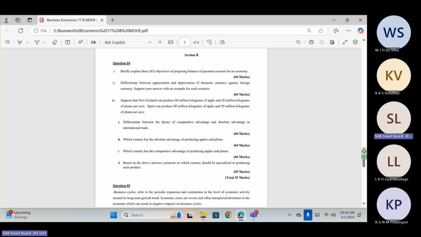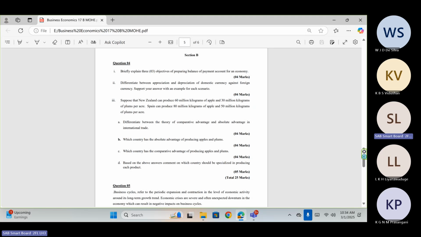When the exchange rates are increasing, what happens? Exchange rate increasing means domestic currency is depreciating and foreign currency is appreciating. Exchange rate increasing means you have to pay more domestic currency to get foreign currency. Right? That you have to write.